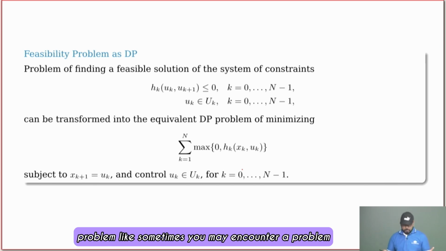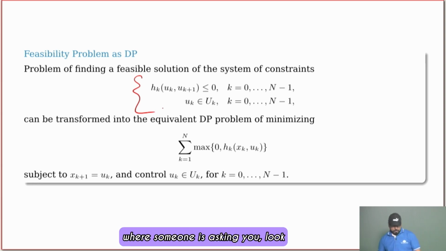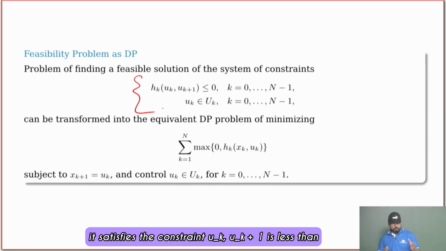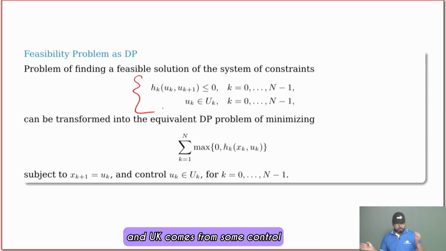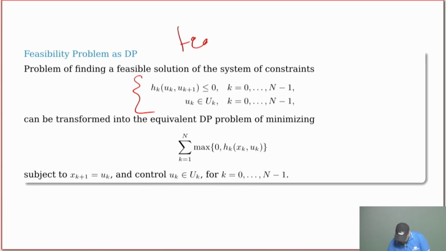Sometimes you may encounter a problem where someone is asking you, look, I have a function hk, and I want to see whether it satisfies the constraint uk plus 1 is less than or equal to 0, and uk comes from some control. So this is a feasibility problem. We call it a feasibility problem.